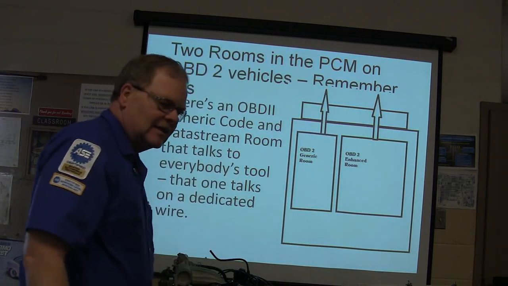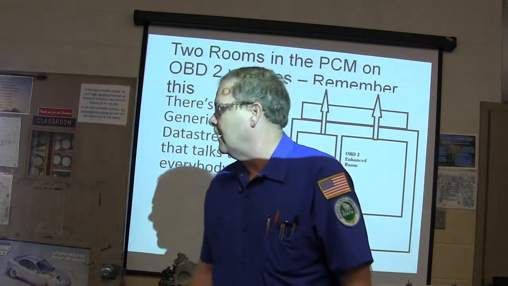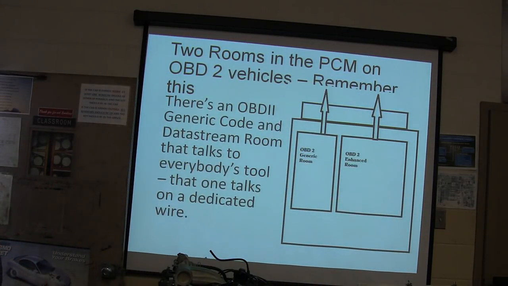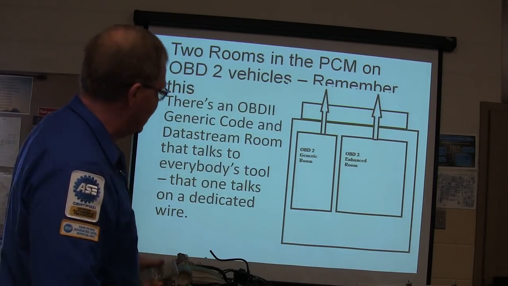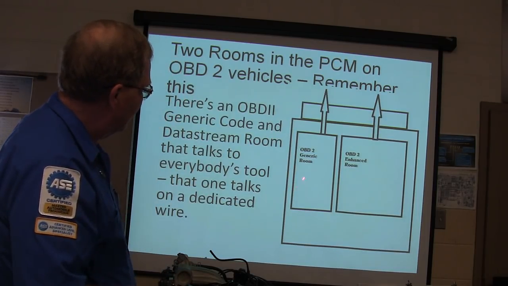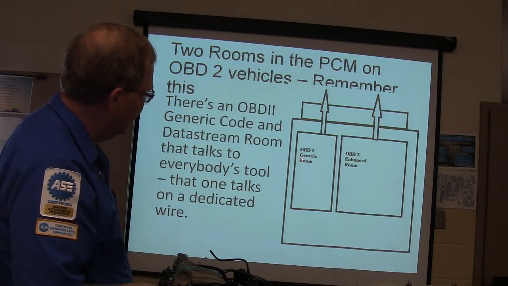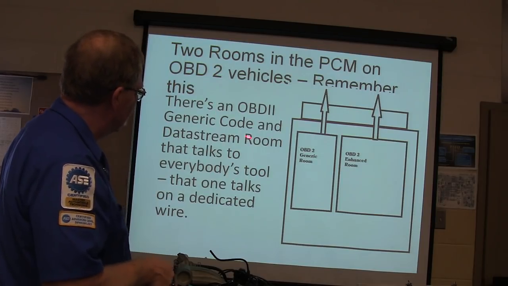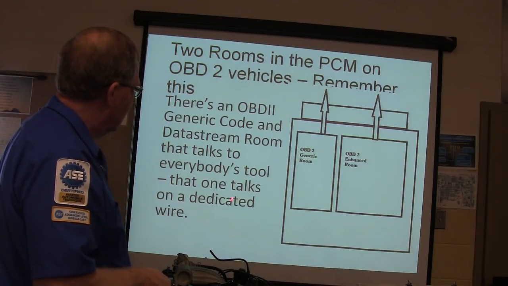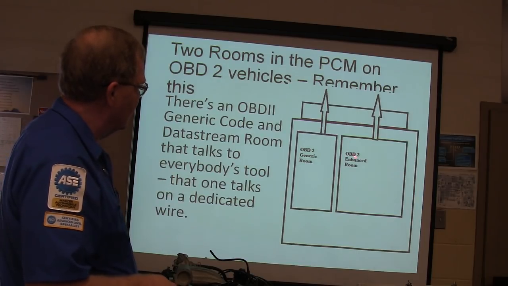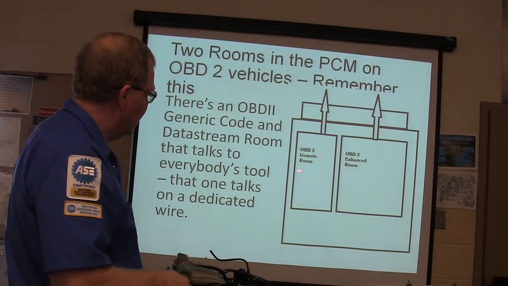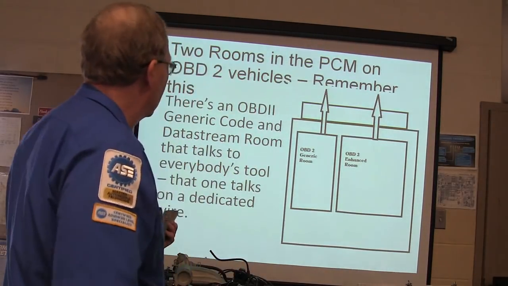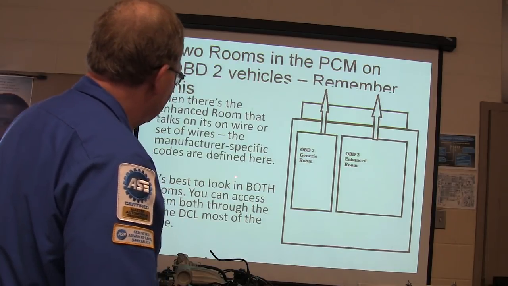Now, you got to remember, and I've said this before, and I keep hammering on it to make you understand, every OBD2 engine controller has got two rooms in it, right here. That one there, that one there. An enhanced room and a generic room. Now, you got to remember that. There's an OBD2 generic code and data stream room that talks to everybody's tool, and this one talks on a dedicated wire. This one here talks usually on two wires, but the OBD2 generic, it's an ISO K-line. It's just that one wire, and it's going over here.